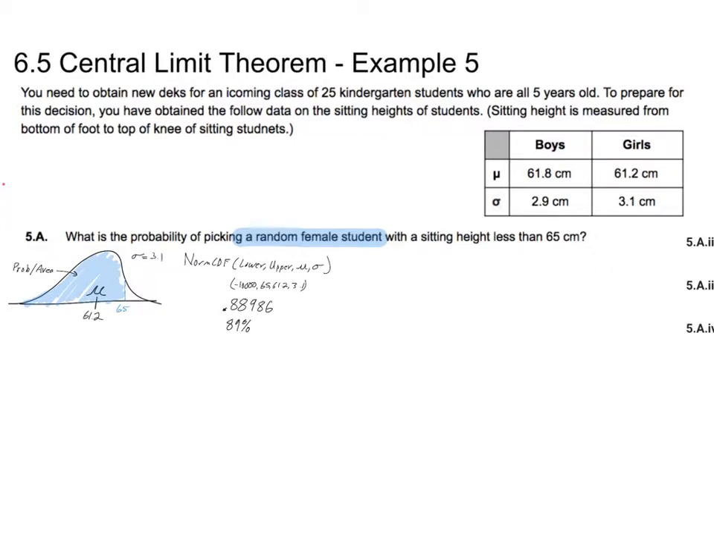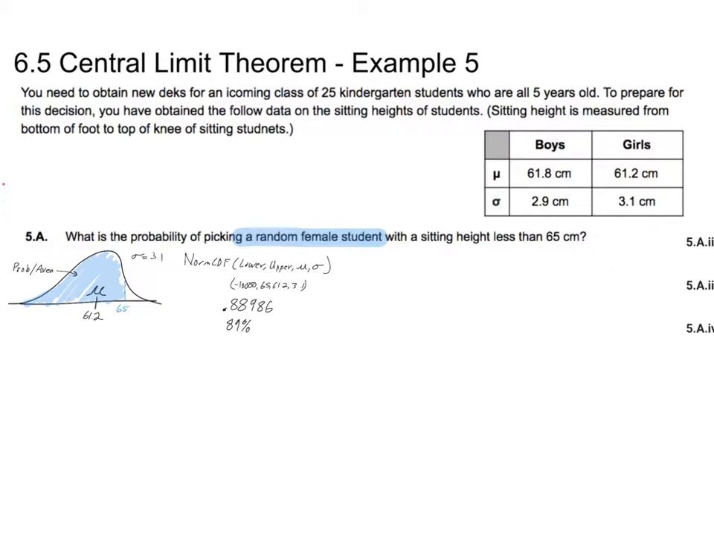So if I wanted to solve this question in terms of a full sentence, I could say there's an 89% probability of picking a random female student and then being in that blue region, or being less than 65 centimeters. So hopefully you can see that is how we solve these types of problems.